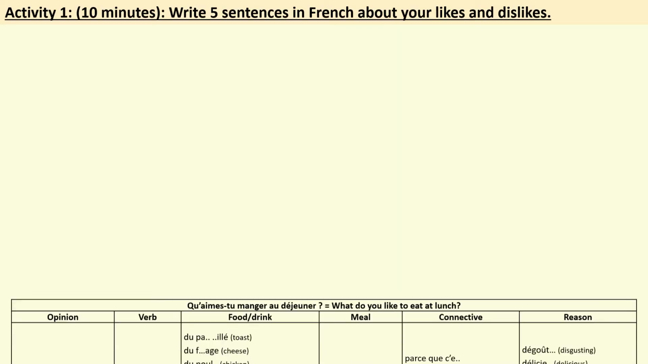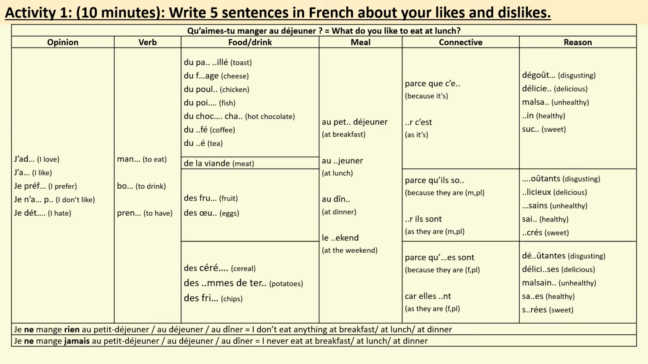Okay, so now I want you to write 5 sentences in French about your likes and dislikes. I want you to use the grid here. I know there are gaps, but I want to see what you can remember without looking back. So we've got the help there in the form of the sentence builder, but we've just got some of the letters missing. So I want you to spend 10 minutes writing 5 sentences in French about your likes and dislikes.